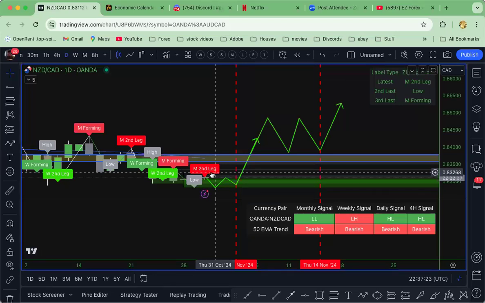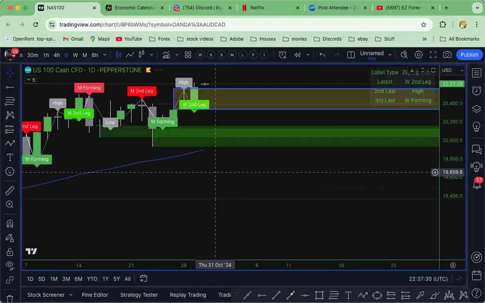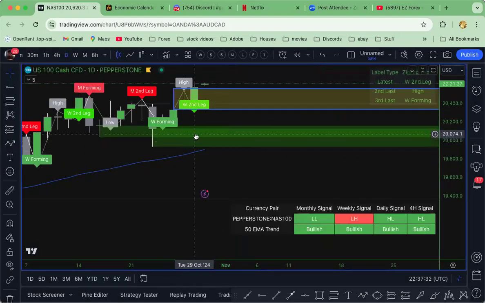Sorry, go ahead, mate. So you can do this on US 100 as well, right? Oh, yeah. Oh, let's go. This is the point of the Zoom. Let's have fun, people.